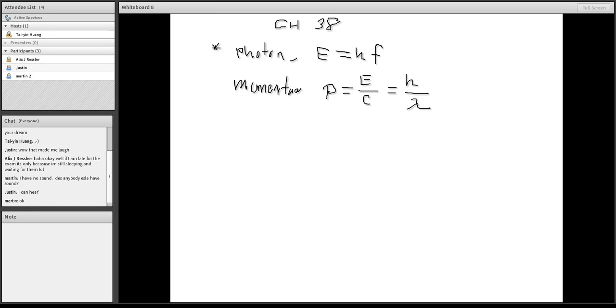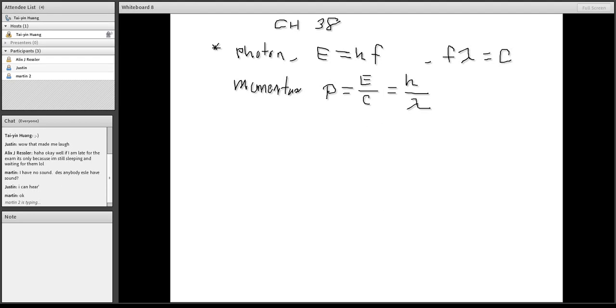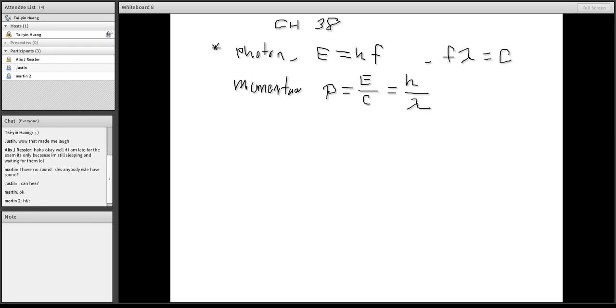Because if you remember, what is the equation that relates the frequency and the wavelength, the frequency and the speed of light? f lambda is equal to the speed of light. So in this case, once you know the wavelength, you can calculate the frequency. Or if you know the frequency, you can use this equation to calculate the wavelength. In both cases, you can further calculate the energy of the photon. So in other words, as long as you know either frequency or wavelength, you'll be able to figure out what the energy of the photon is, what the momentum of the photon is.